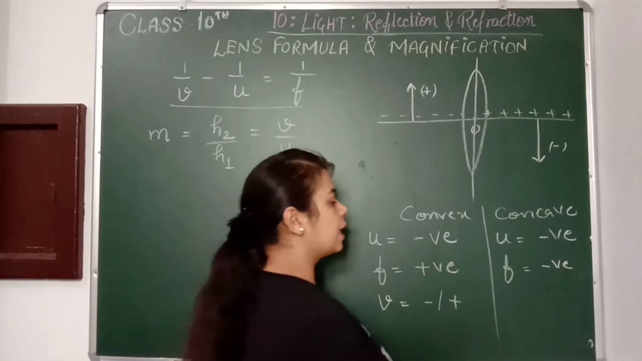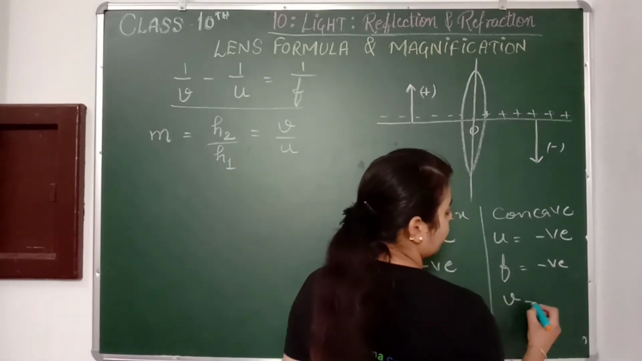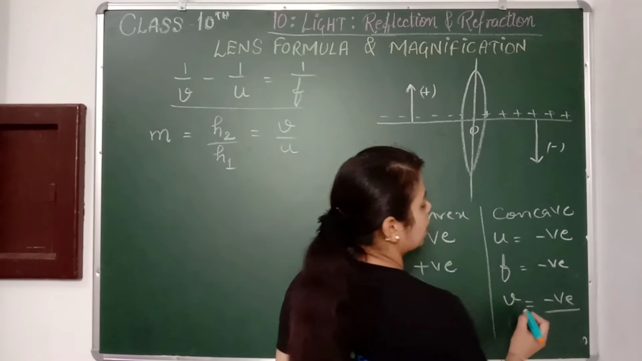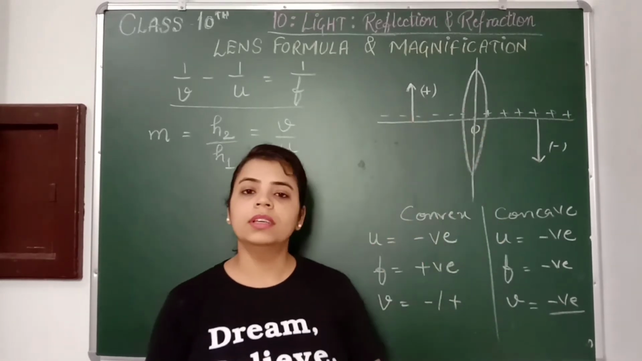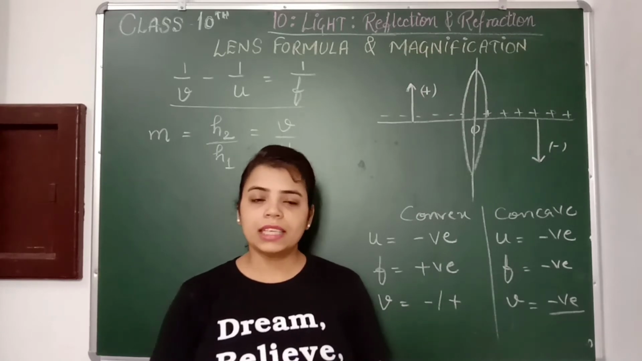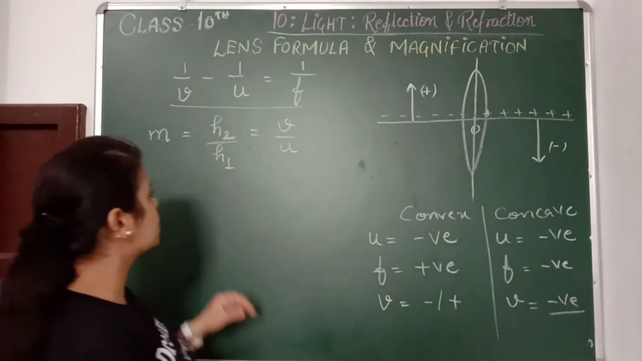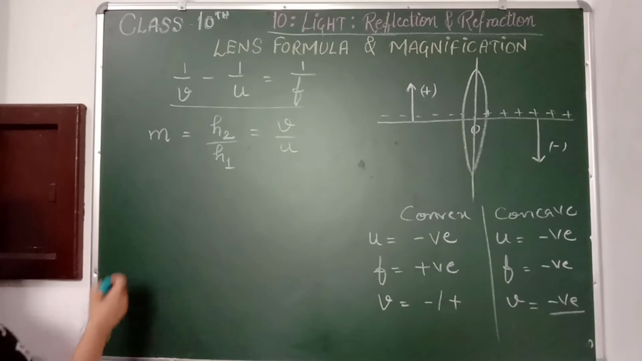And for the concave lens, v is always negative, because the image formed in the concave lens is always towards the left of the lens. Next we will see what are the significances for magnification.